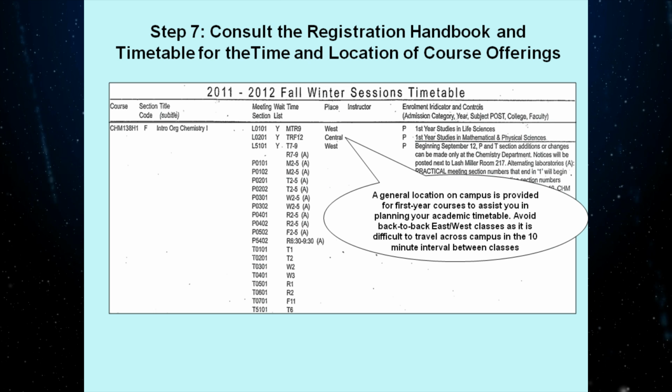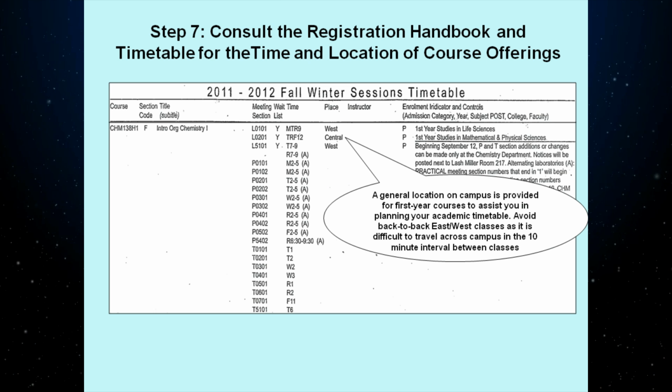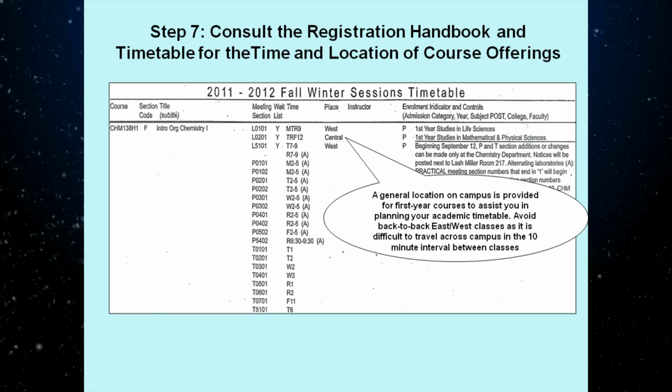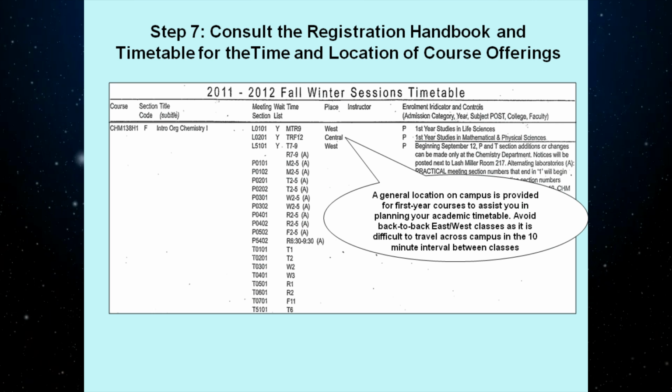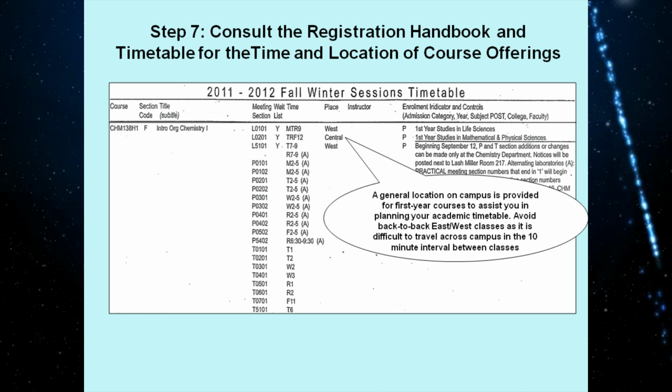Now let's look at the place column. The place indicates the general location of the course in question. And you could see that if you took lecture 0101, it would be offered on the west side of campus, while lecture 0201 is offered on the central side of campus. L5101 is offered on the west side of campus.